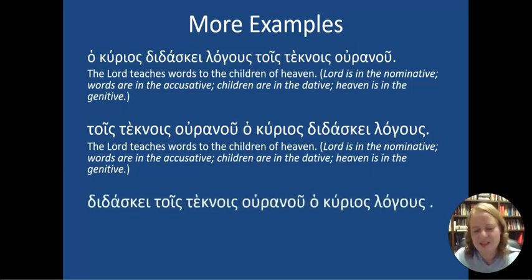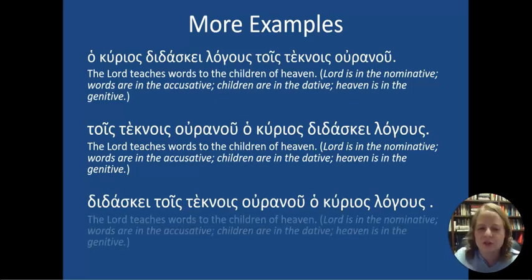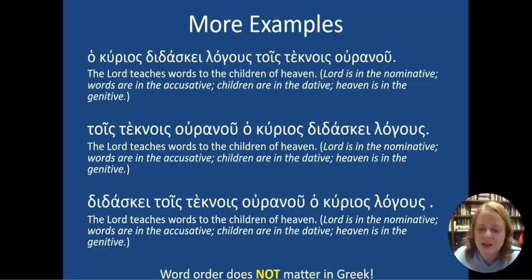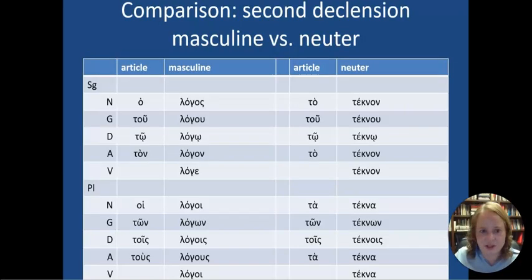Here's the same sentence. Didaske, tois teknois uranu, ha kurios, logus. How do I know it's the same sentence? Because my verb, didaske, he, she, or it teaches, and then my noun has to be the Lord. The Lord teaches words to the children of heaven, or the Lord teaches to the children of heaven words, you could say in this case if you wanted to. But it's not word order that matters, it's finding that nominative. That's what you're going to do every time.